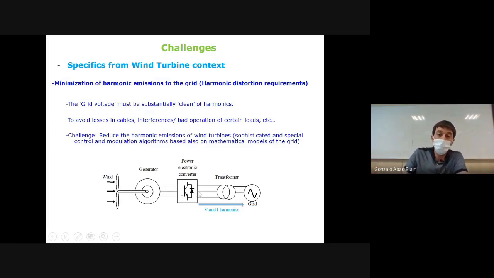And which is the challenge? To reduce this harmonic emission more and more as we can. Maybe in the past, we only paid attention to a power electronic converter individually, but now, in the present, and probably in the future, we watch the combination of all the wind turbines and how they behave. Not only paying attention individually to each wind turbine, but rather to the whole park, because there are interactions that could amplify harmonics.